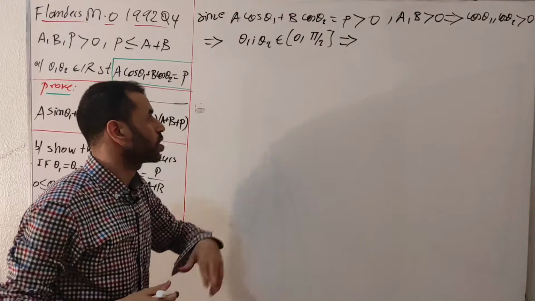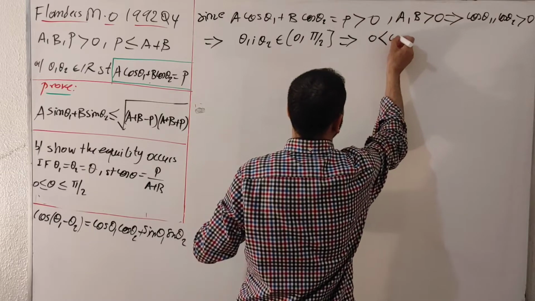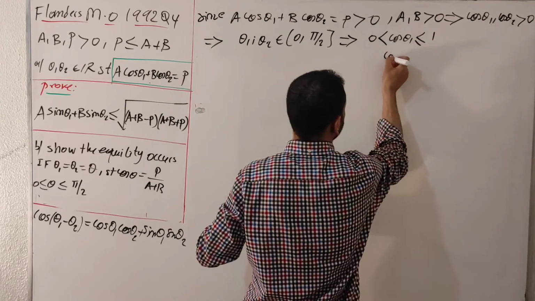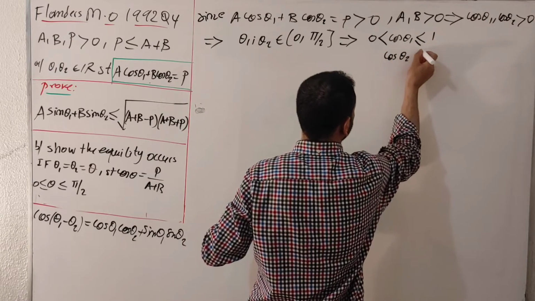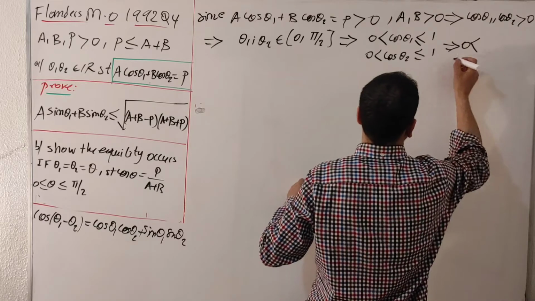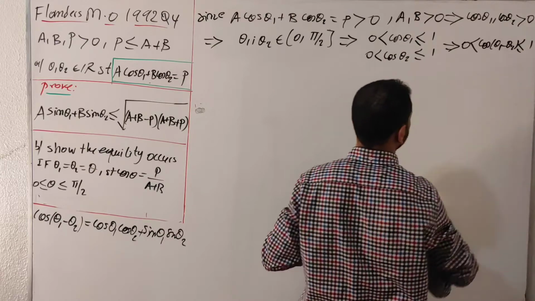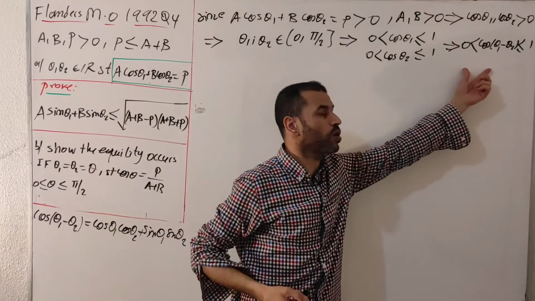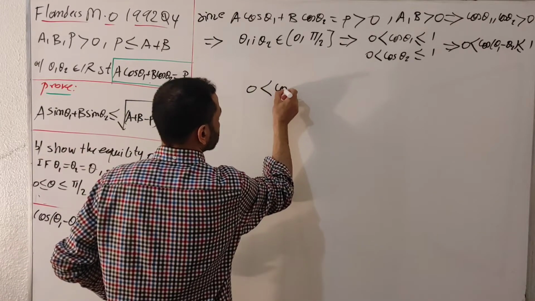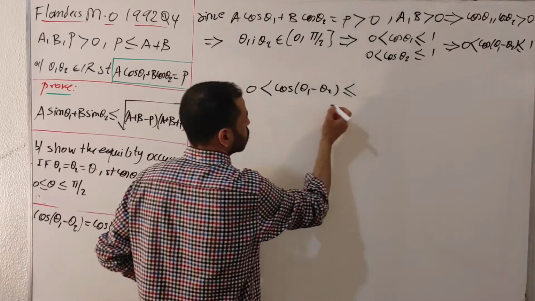What we know about cosine theta in this interval is that cosine theta 1 is strictly greater than 0 and less than or equal to 1, and the same for cosine theta 2. So cosine theta 1 minus theta 2 is greater than or equal to 0 and less than or equal to 1. Now I'm going to start from this point and arrive at the result.